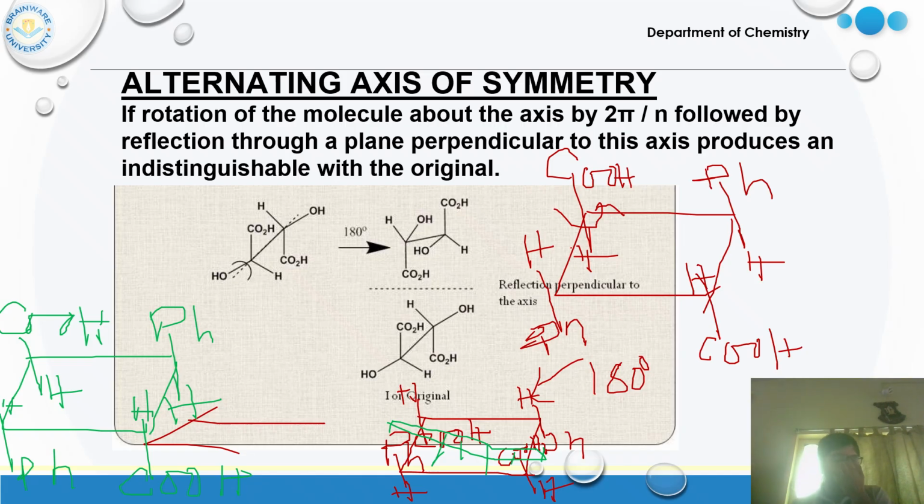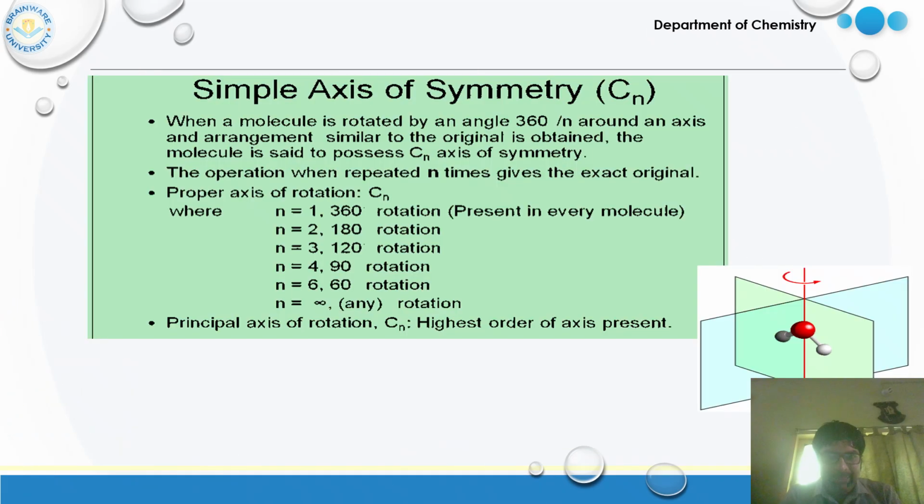So this is known as the alternating axis of symmetry. The molecule is rotated by 360 degrees by n. Then we carry out its mirror image along the diagonal, and then we get identical atoms. So it is known as the alternating axis of symmetry. Now we are proceeding to the simple axis of symmetry. So this is very simple.